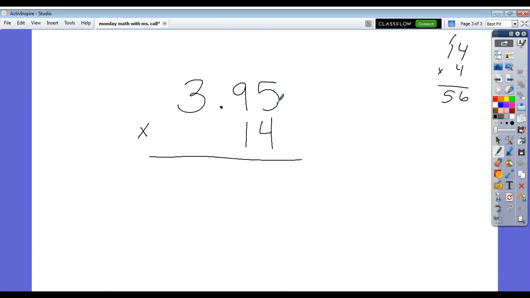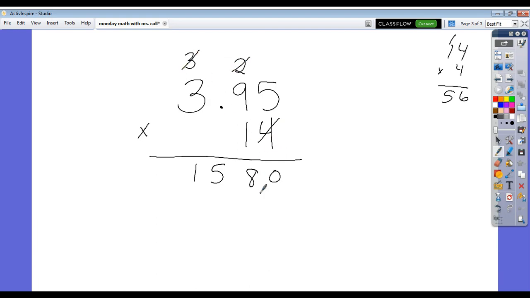So I'm going to multiply this like I would with any other numbers. So 5 times 4 will give me 20, so I'll regroup. 4 times 9 is going to give me 36, so plus 2 will give me 38, so I will regroup. And then 4 times 3 is 12, 13, 14, 15. Now I'm done with this, done with this, done with this.